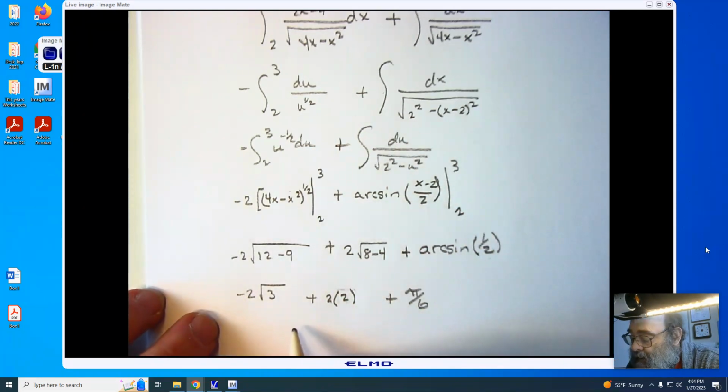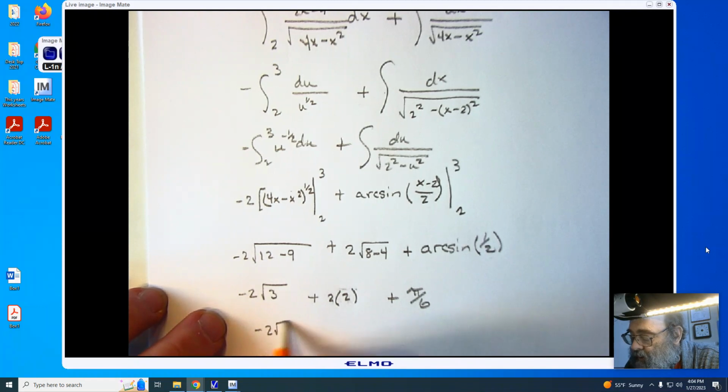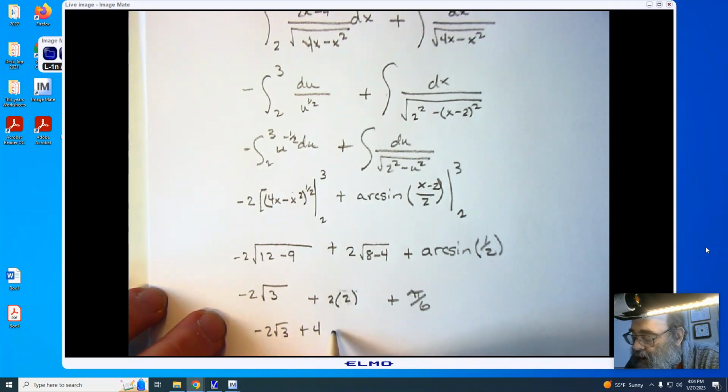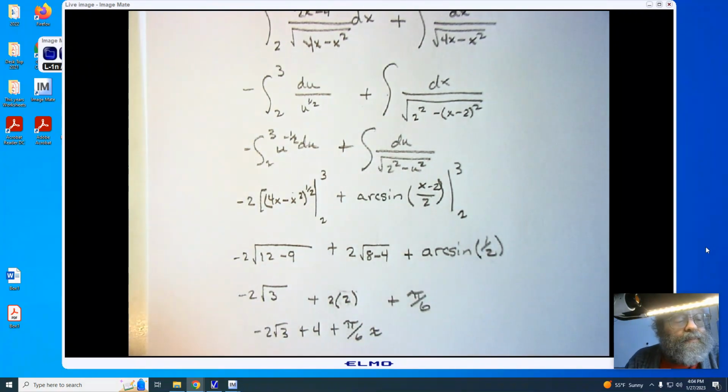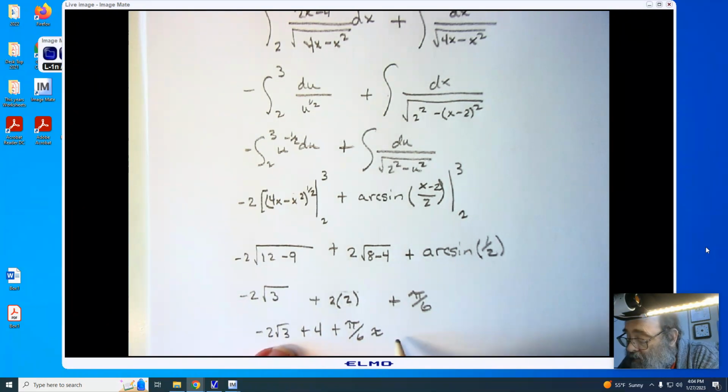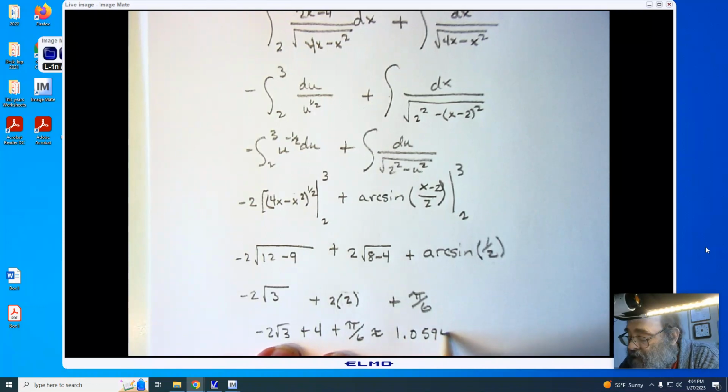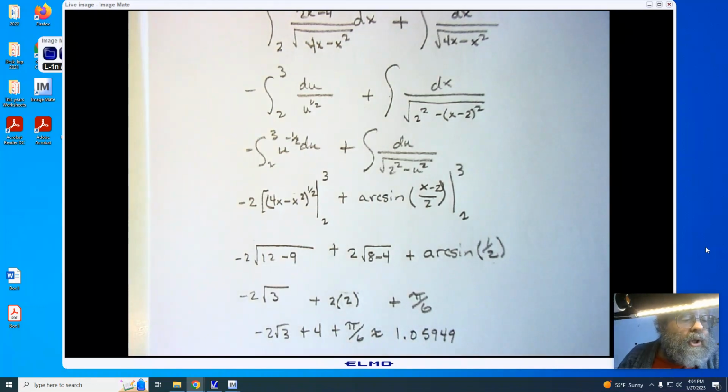I'm now going to add this up, and I am looking at negative 2 root 3 plus 4 plus pi over 6. And I'm going to find this as my decimal. So here we go, just plugging it into the calculator. Negative 2 square root of 3. I am then adding 4, and then I am adding pi divided by 6. The answer that I end up getting is 1.05949, and then a quick check of my answer will show that I am indeed doing it correctly.